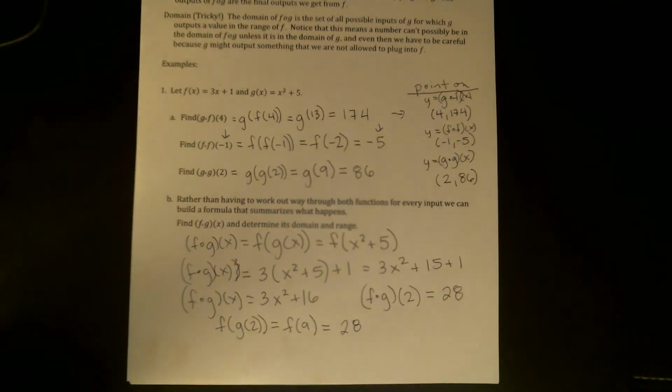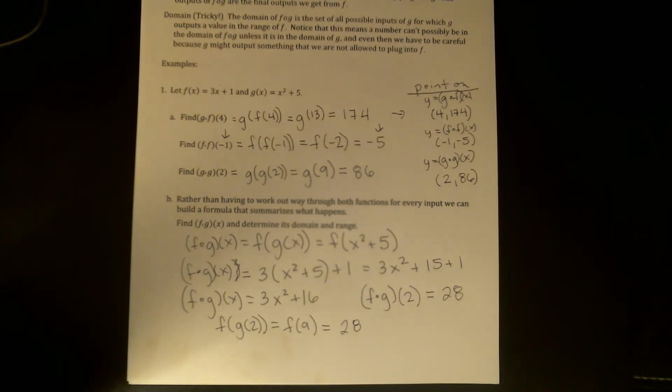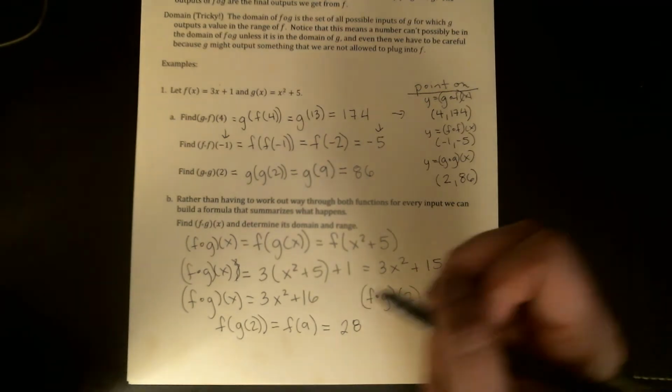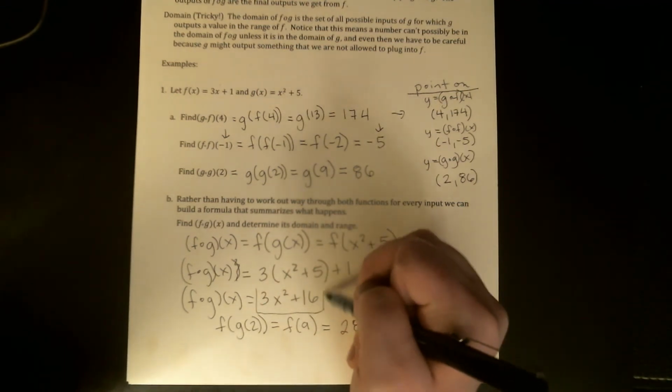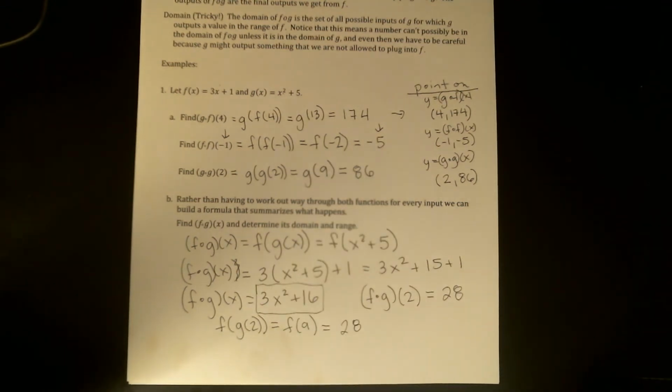So you can see it should give us the same answers, but it saves us from having to plug into 2 different functions. It collapses down, and it turns out if you take your x, you square it, you add 5, you then triple that and add 1, the result is just 3 times the square of your x value plus 16.